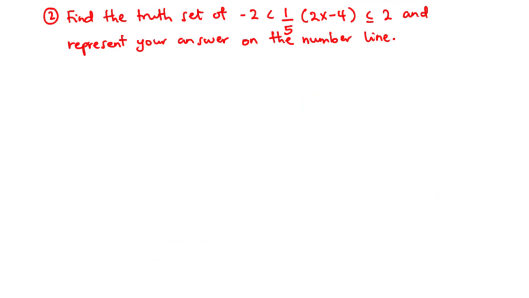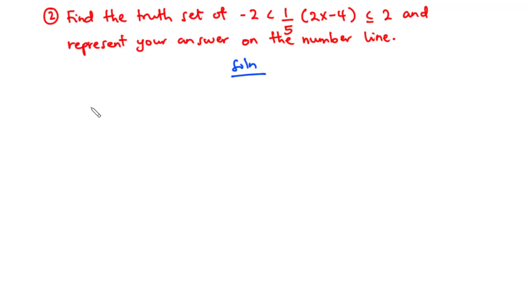So for example 2, find the truth set of -2 is less than 1/5 times 2x minus 4 is less than or equal to 2, and represent your answer on the number line. So like we did in the previous example, we are going to find a set of values of x that satisfies -2 is less than 1/5 times 2x minus 4, and then 1/5 times 2x minus 4 is less than or equal to 2, and then we are going to do that simultaneously.